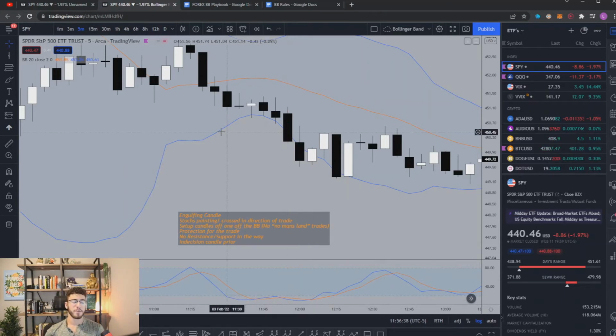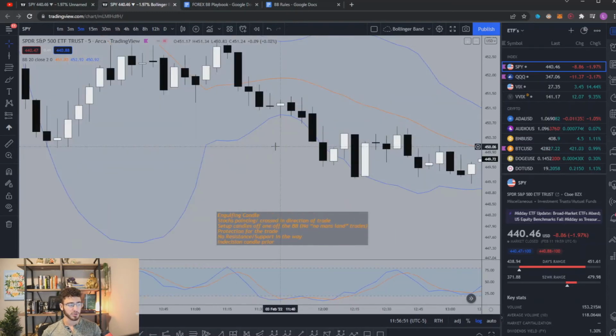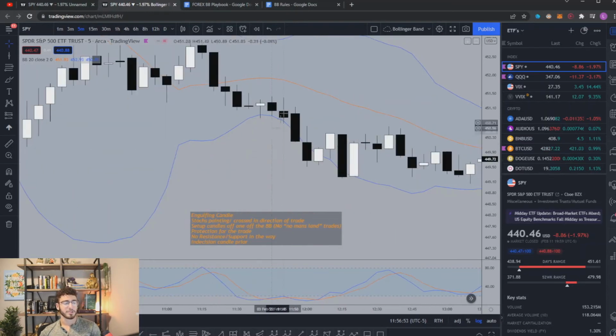Set up candles off of one of the Bollinger Bands. Yes, this one is through the lower Bollinger Band. Protection for the trade. The protection for the trade is the lower Bollinger Band in this example. No support in the way. We are below the lower Bollinger Band, so there is no support. And there is an indecision candle prior.